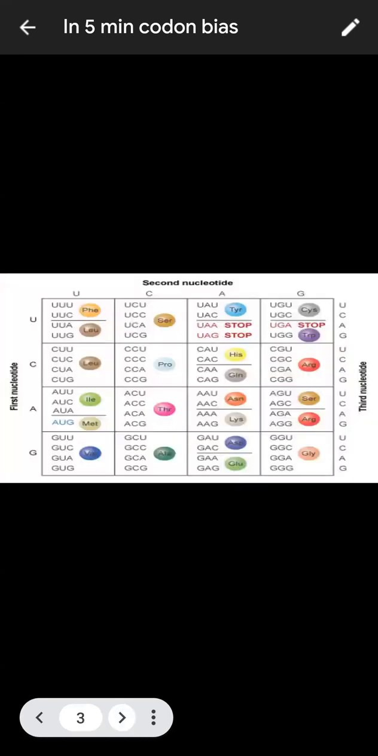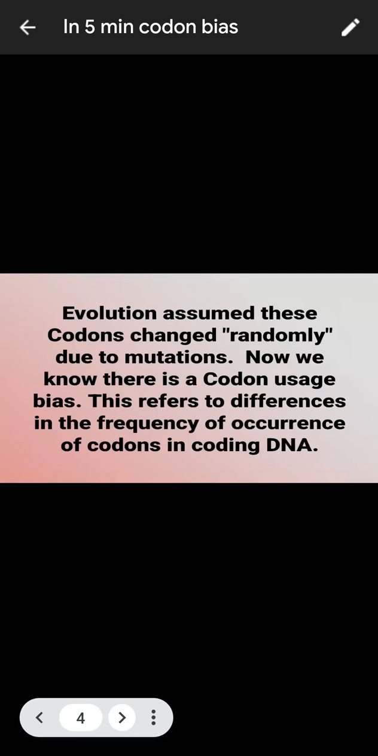This is a table of the different codons and the different amino acids that they code for. On the far left, you can see 2 brown amino acids, leucine, and they're coded by 6 different letter combinations. Evolution assumed these codons changed randomly due to mutations. Now we know there is a codon usage bias. This refers to the differences in the frequency of the occurrence of codons in the DNA.